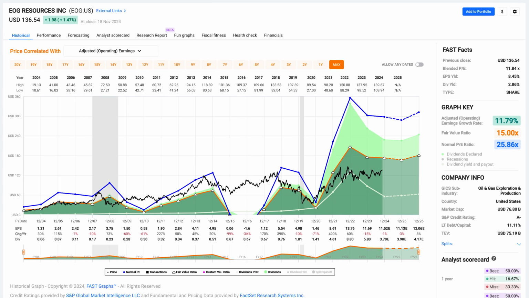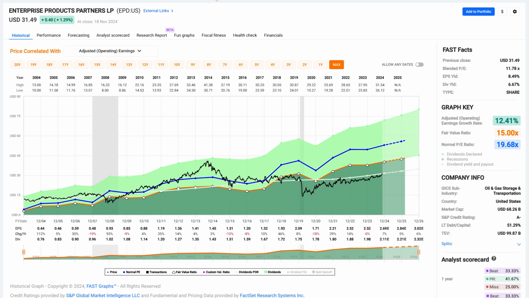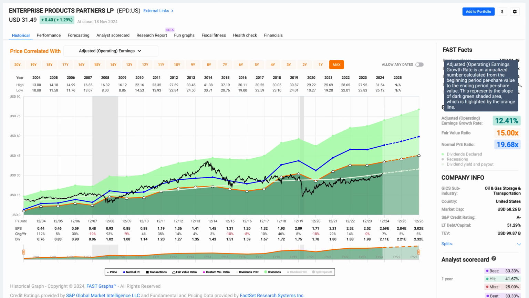It requires a lot of research and due diligence. Now, we're getting into a master limited partnership here. What I like to look at with these, because they're all about the income. Here we've got a 6.67% yield.